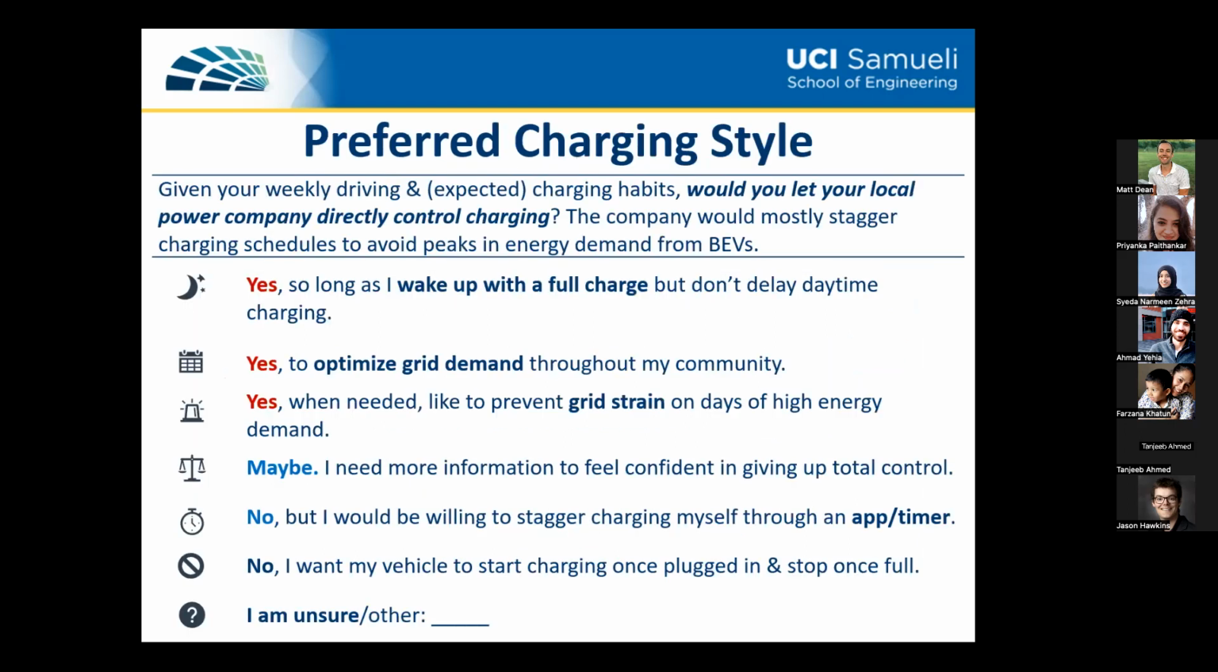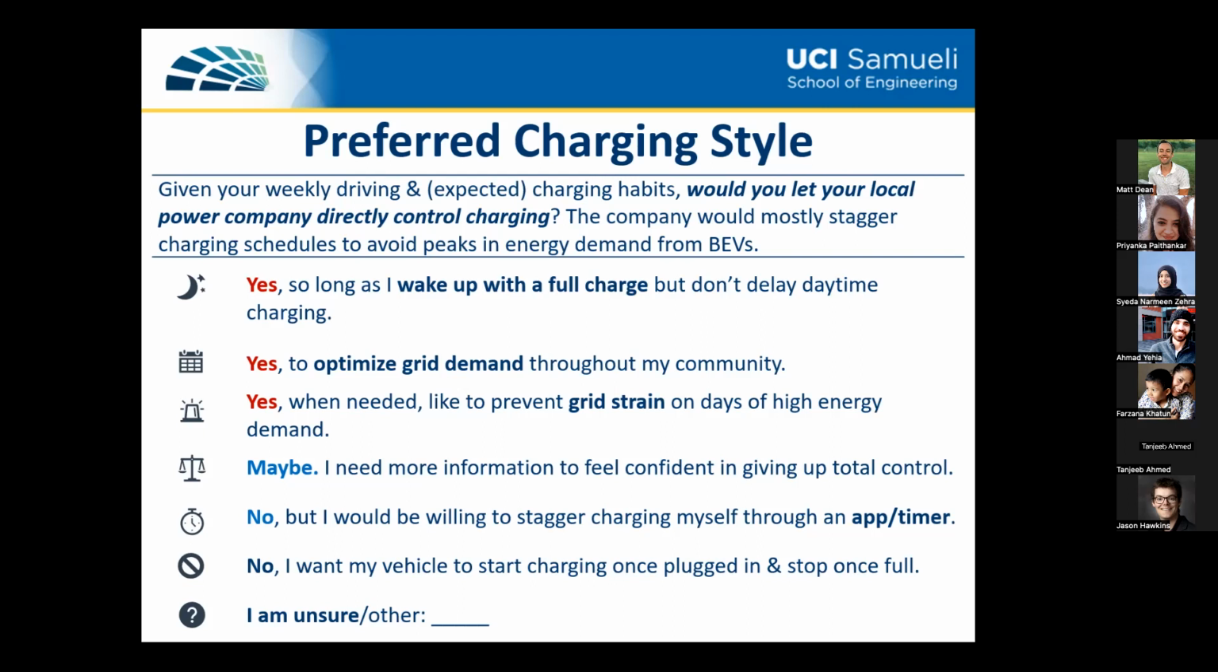Again, we asked respondents to select their preferred charging style, assuming that they had a 250-mile range BEV, a level 2 home charger that provides between 10 and 20 miles of range for every hour plugged in. And we just said, what would you typically choose: would you let your local power company direct control charging, given your expected weekly driving and then expected charging habits? So there were 3 choices that answered yes in the positive.